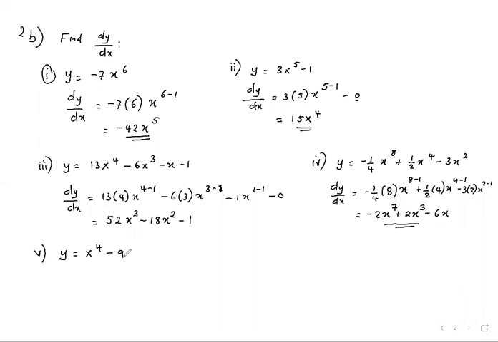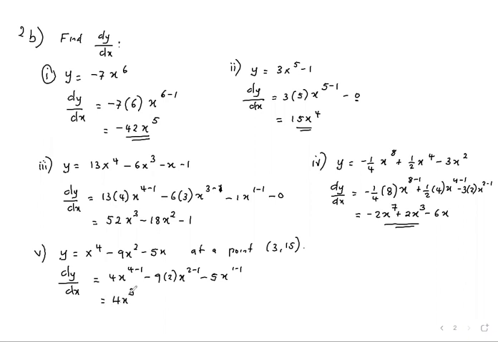y is x⁴ minus 9x² minus 5x. We are told we must differentiate at a point (3, 15). That means that dy/dx will be evaluated at a point. So for the first one, it will be 4x^(4−1) minus 9·2x^(2−1) minus 5x^(1−1), giving us 4x³ minus 18x minus 5.